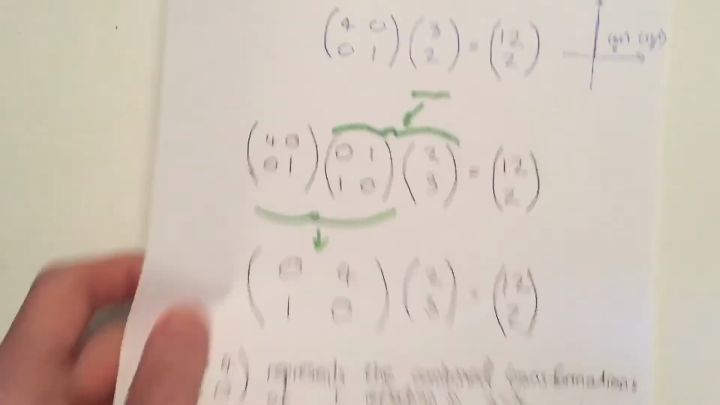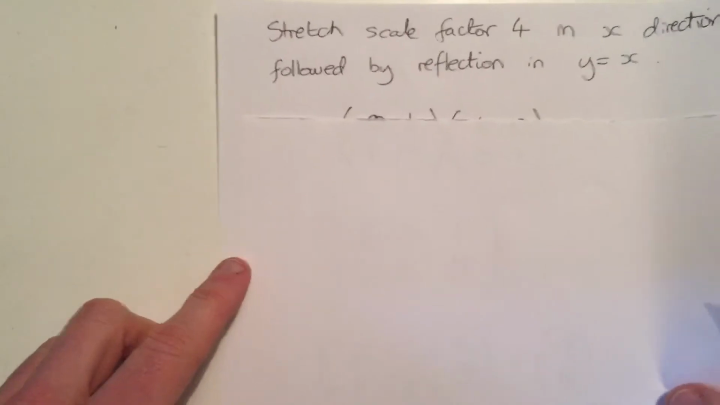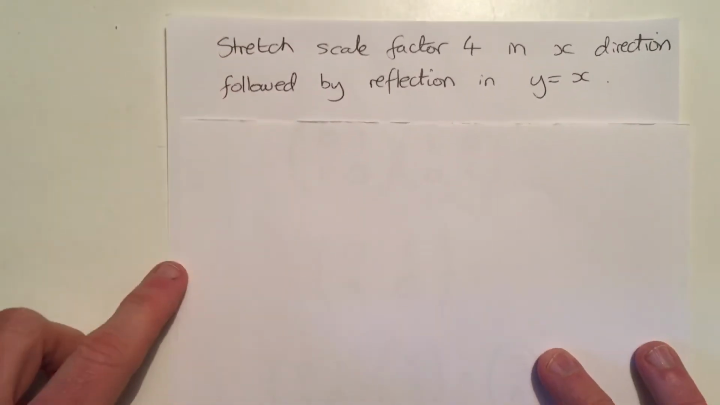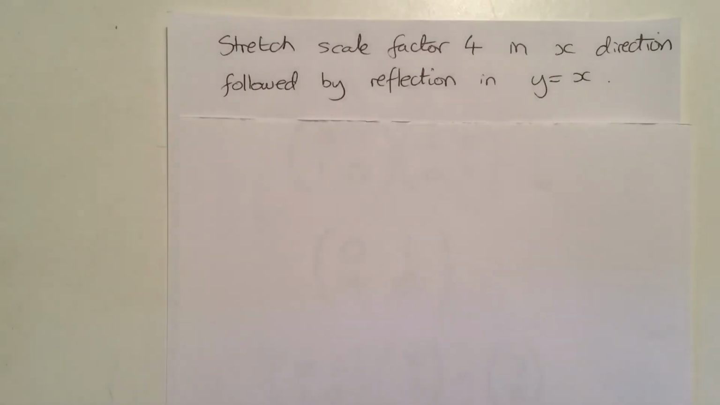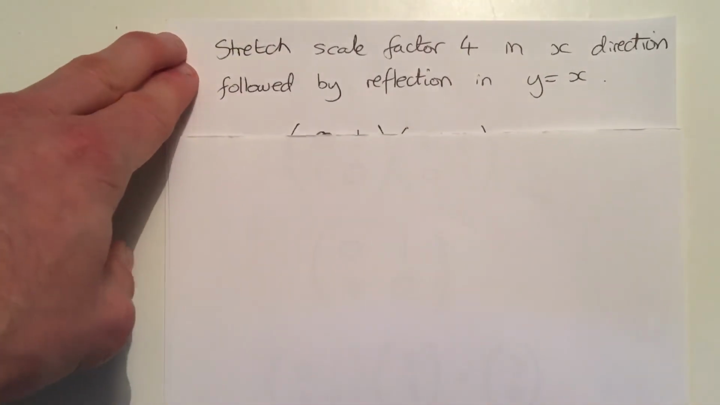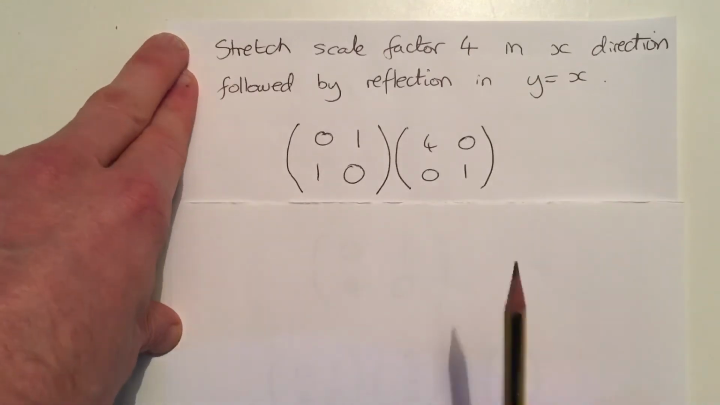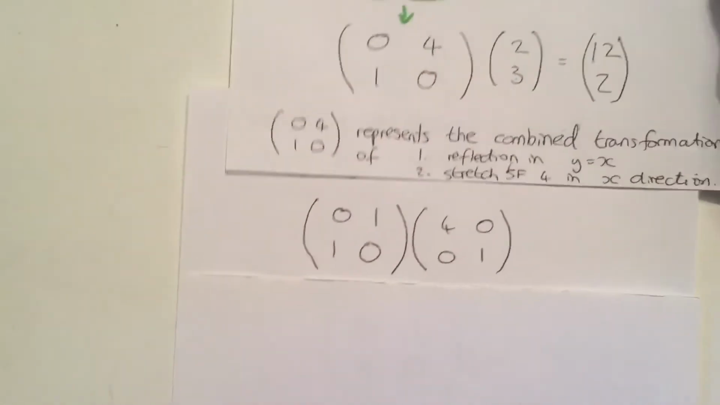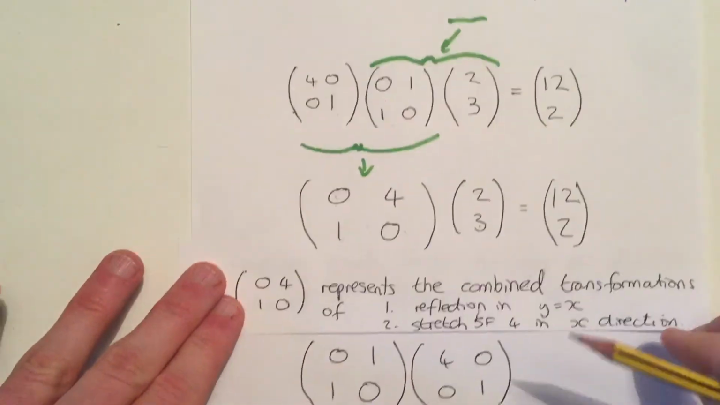If I was to do it the other way round, if I were to do a stretch scale factor 4 in the x direction first, and then reflect it in the line y = x. So notice that I've flipped these around now. Notice how the order has switched.